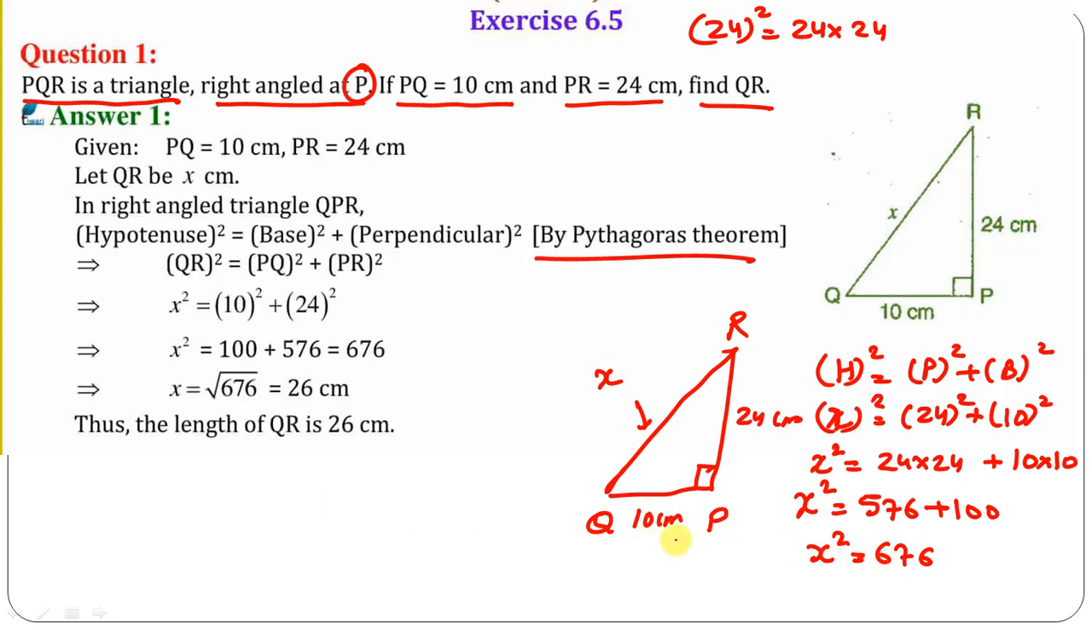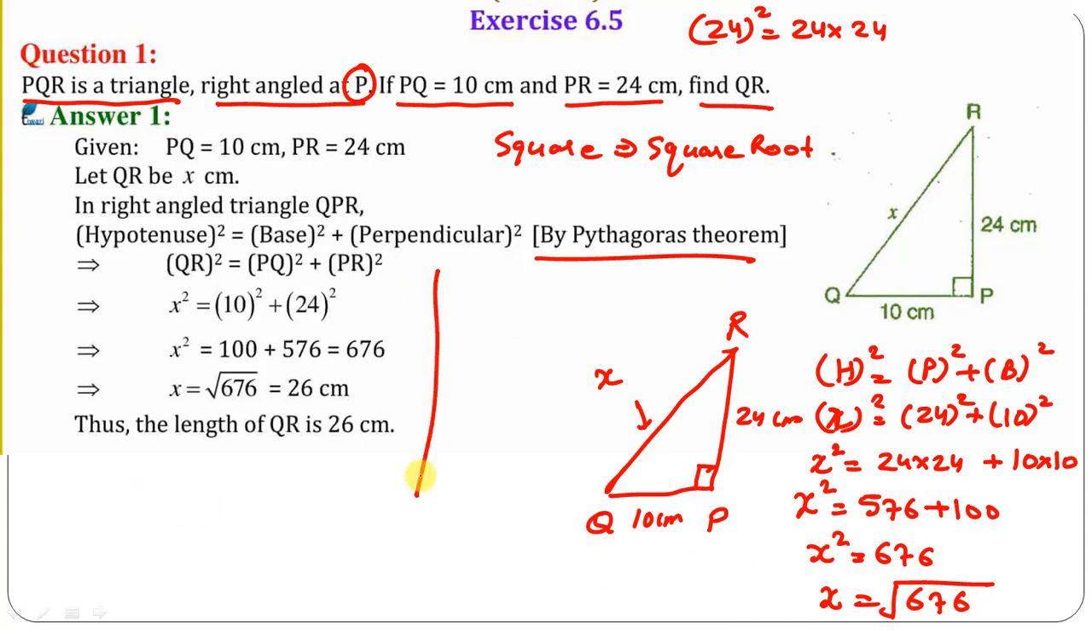So how can 676 be solved? This is a square. A square will become a square root when it goes from one side to the other side. This is square, it will become square root on the other side. 676. How do we solve this square root?